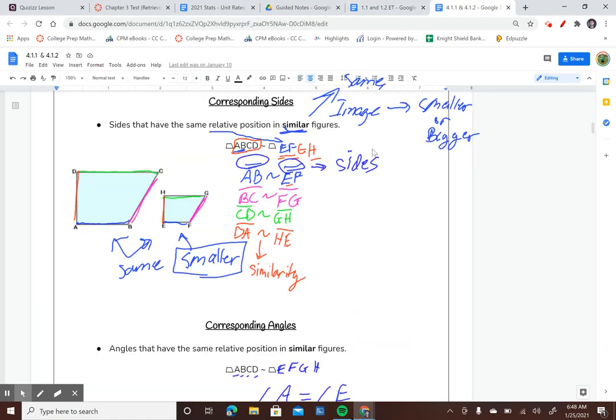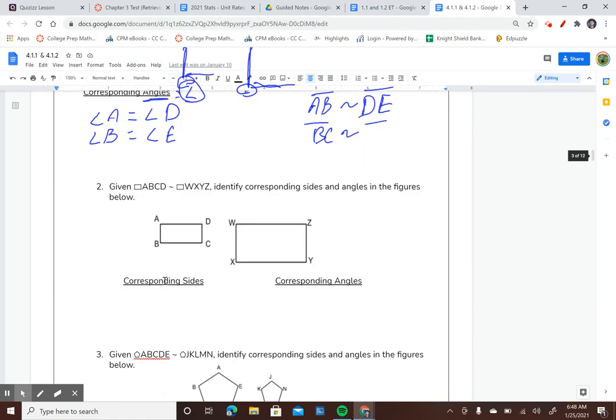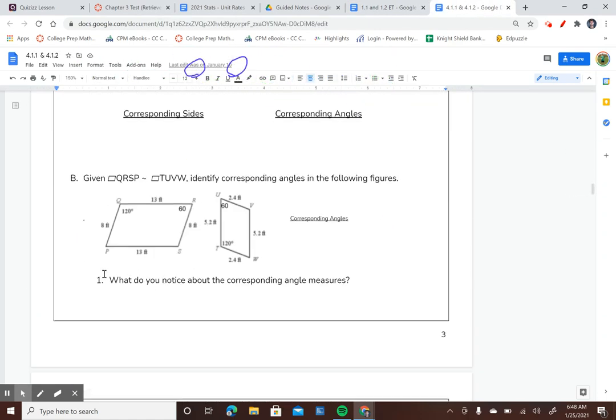And that's going to help you out when you answer these questions here. What do you notice about the corresponding angle measures?